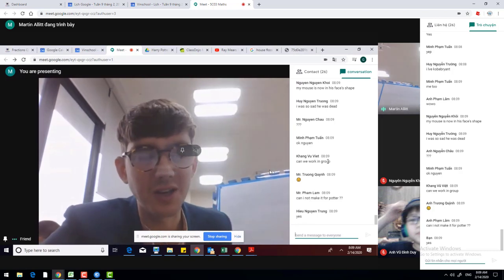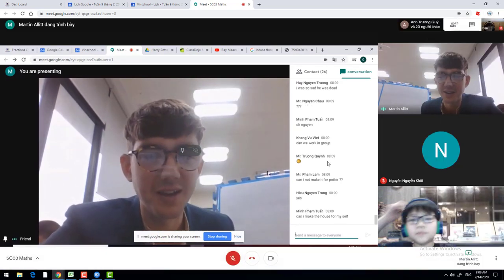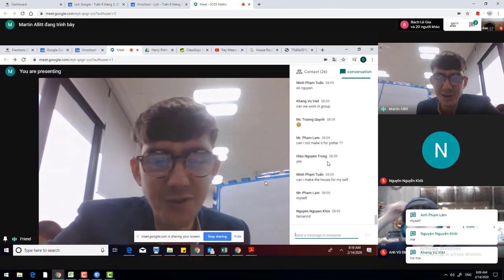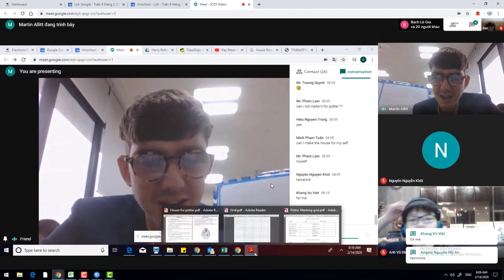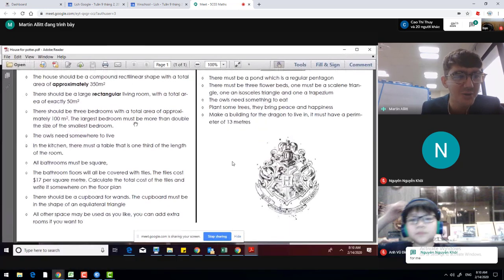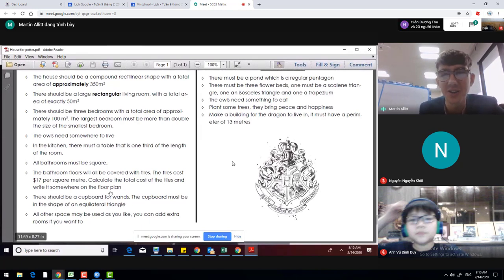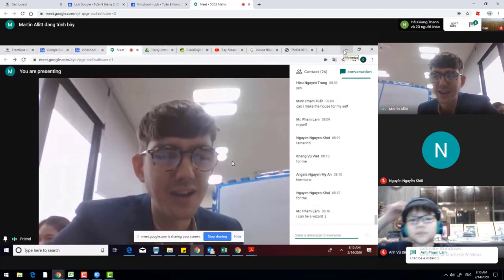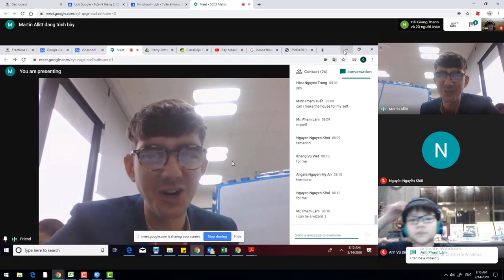Can I not make it for Potter? Who do you want to make it for, Lemaine? Myself. Well, if you look at the instructions, it's kind of designed around being a house for a wizard. For example, there should be a cupboard for wands, and the cupboard must be in the shape of an equilateral triangle. Also, the owls need something to eat, and make a building for a dragon to live in. So I'm not sure if you have a dragon.